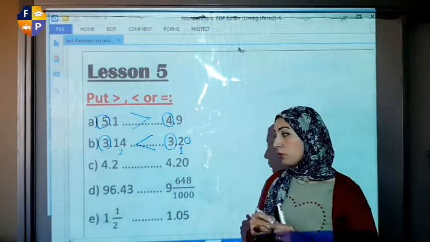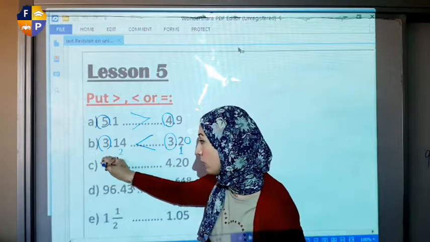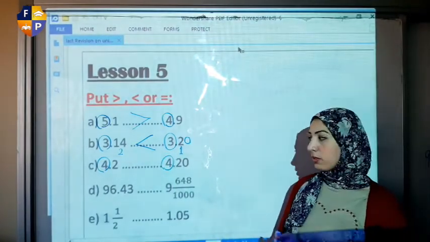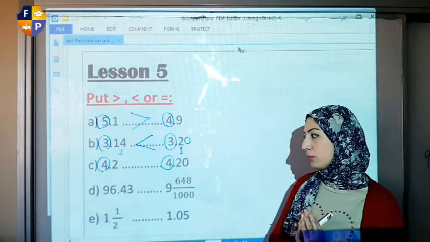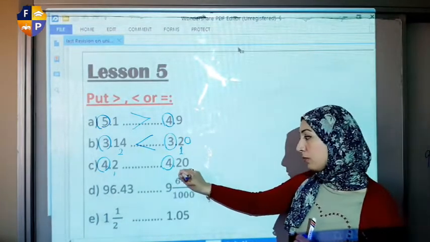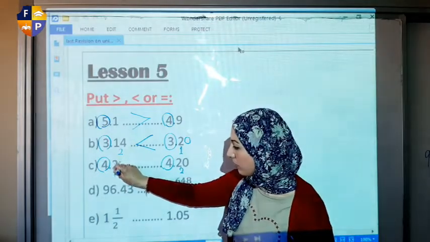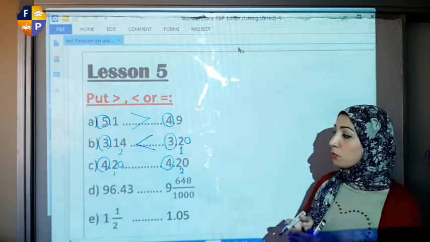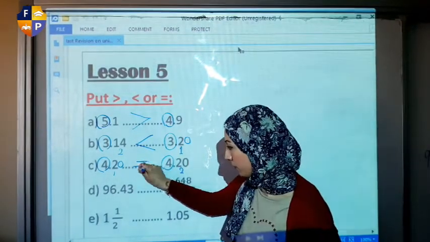Next one, 4.2 and 4.20. First, we will circle the whole number. Here the whole numbers are the same. So go to decimal point and count how many decimal points. Here we have 1 decimal point. And here we have 2 decimal points. So we have to add 0 here to be the same number of decimal points. So 4.20 and 4.20. So they are equal.